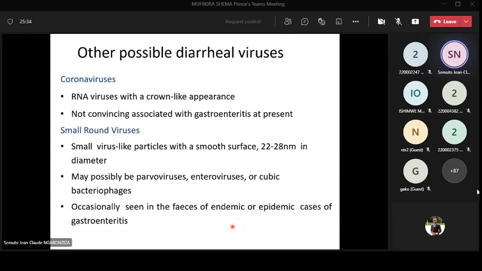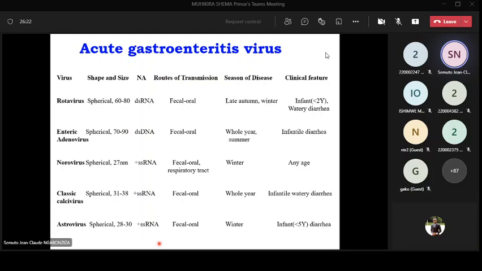So all these viruses cause gastroenteritis in a similar way. They don't cause that kind of inflammatory reaction, but rather damage the mucous membrane cells and interfere with water and electrolyte absorption, leading to diarrhea. Other possible causes are coronavirus and more rotavirus. You can read all those, and there is a summary here that you can also read and understand. Any question?